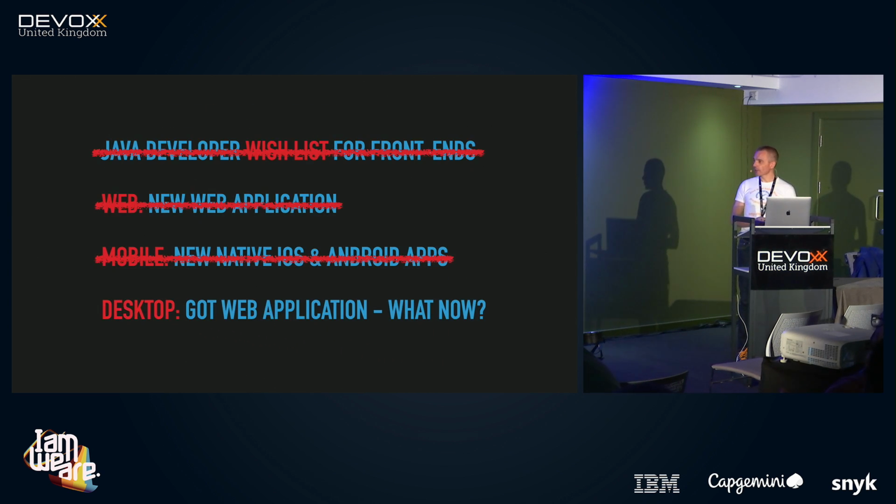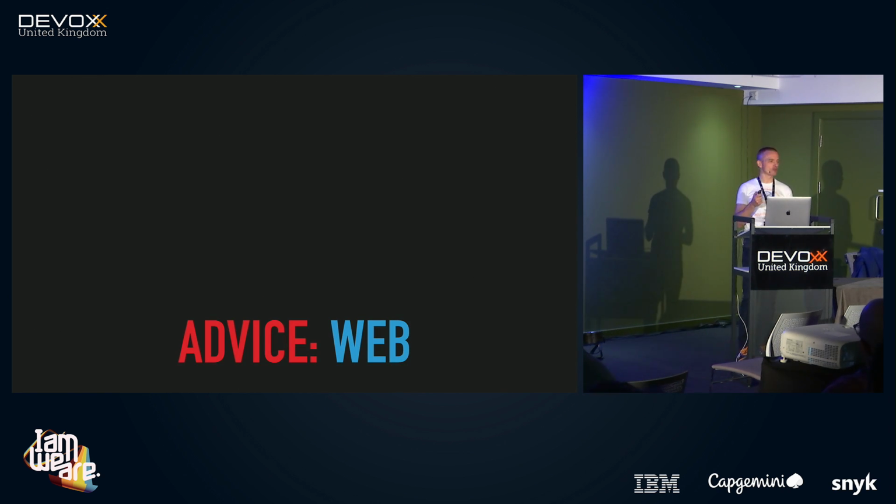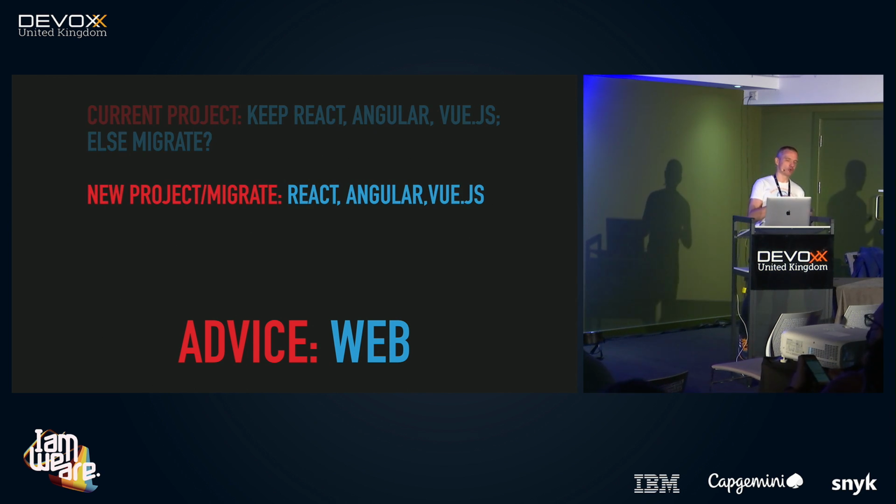And so that means we're now at the summary, where I'm going to tell you again what I already told you. So in case you dozed off, it's the after lunch session. For the web, keep React, Angular, or Vue. Migration probably doesn't make sense off of anything else for a new project, or if you do migrate, React first, Angular next, and then Vue.js last.